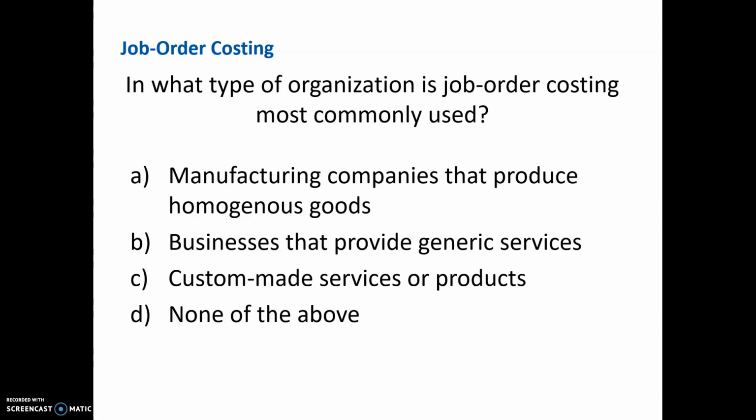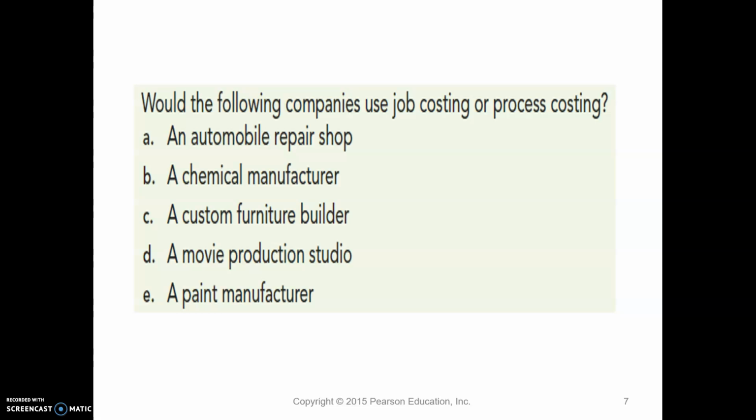So, testing you, in what type of organization is job order costing most commonly used? Manufacturing companies that produce homogeneous goods, all the same goods? Businesses that provide generic services? Custom-made services or products? None of the above? Well, we know we're talking about custom-made products when we're talking about job order costing. So let's take a look at some examples.